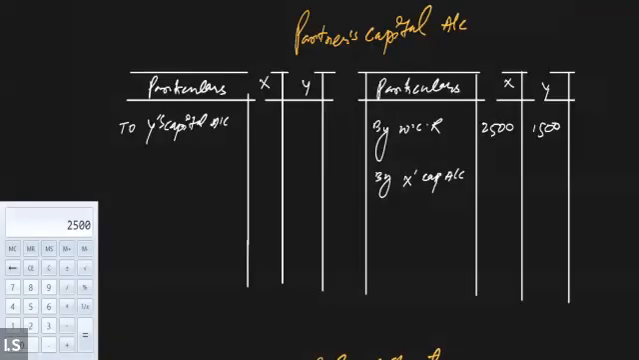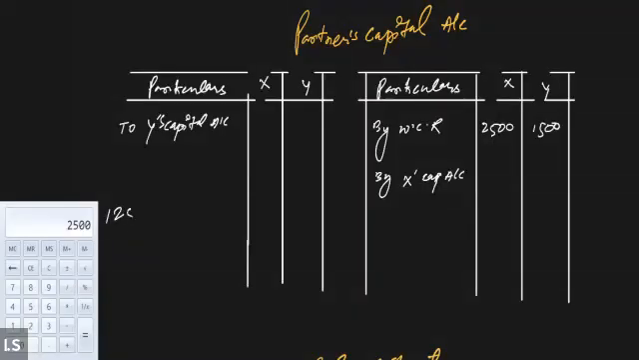Sani and Aman, the 2,500. The value of the goodwill was how much? It was 12,000, na? And how much is the gaining, 7,500... sorry? The value of the goodwill was 12,500.